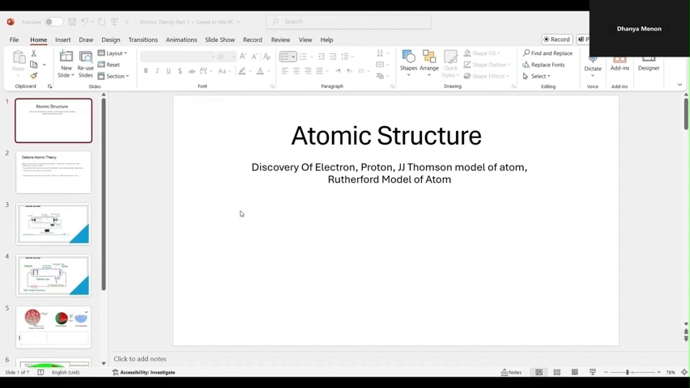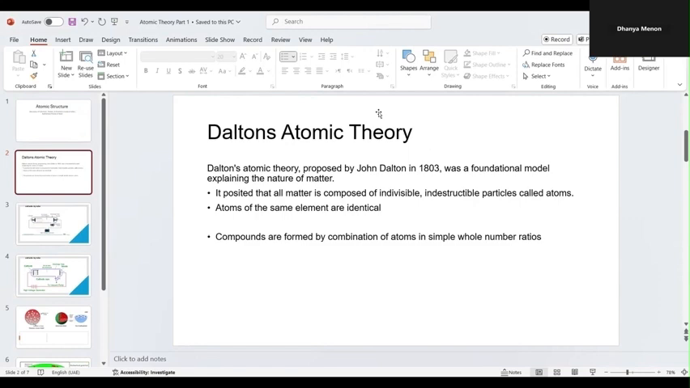Students, you must have already studied Dalton's atomic theory in grade 10, right? So Dalton made some postulates. He said that all matter is composed of indivisible and indestructible particles called atoms. But now you know that atoms can be further divided into subatomic particles. So it is not indivisible as Dalton suggested.